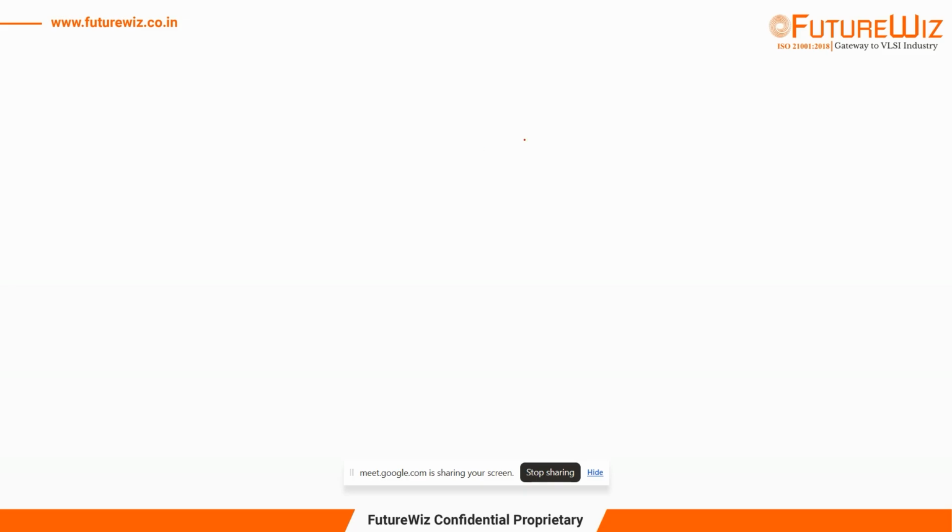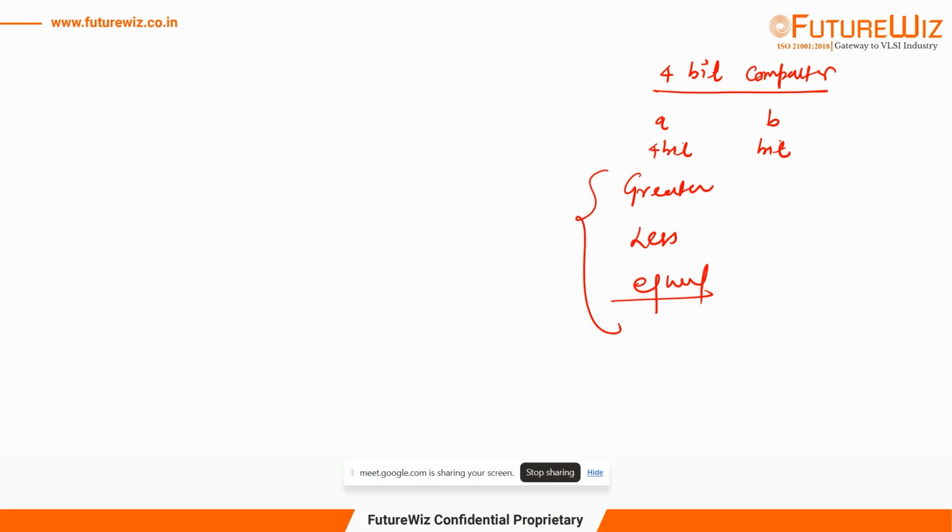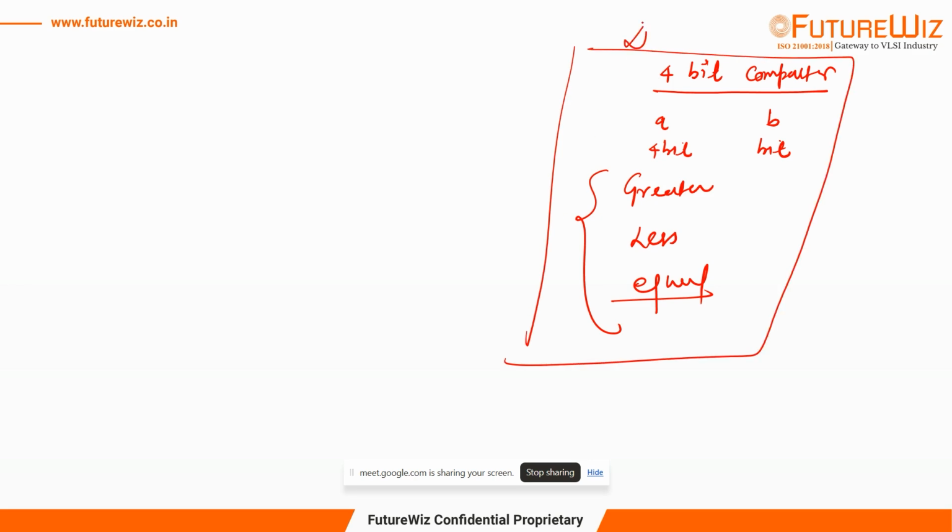So I'm telling you the specification of the customer: let's say I have to make a 4-bit comparator circuit, which has two 4-bit numbers, A and B, both 4-bit, right? It compares these numbers and gives three outcomes: either it is greater, less, or equal. So we have to write one DUT, and we have to write one test bench to verify this particular hardware.